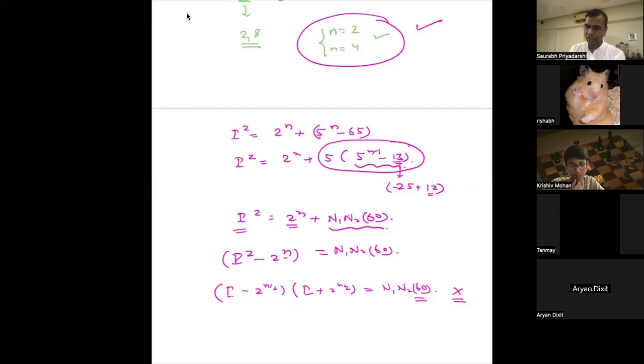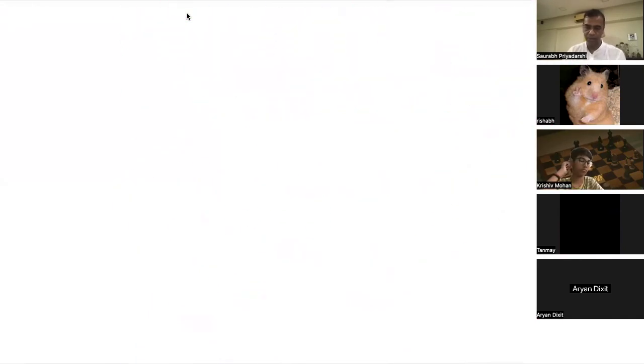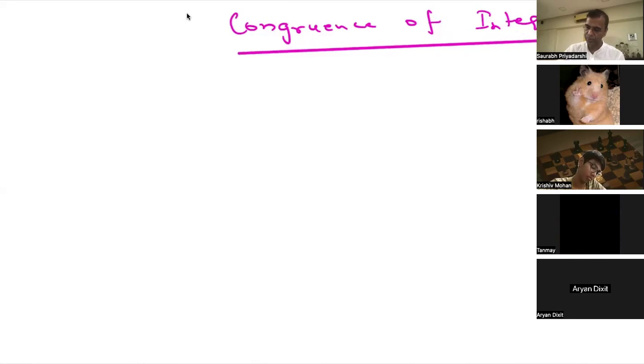So a few more questions we have to do. I'll send the questions on this, right? So now I'm coming to the next topic, which is congruence of integers. Congruence of integers means basically the divisibility cases.